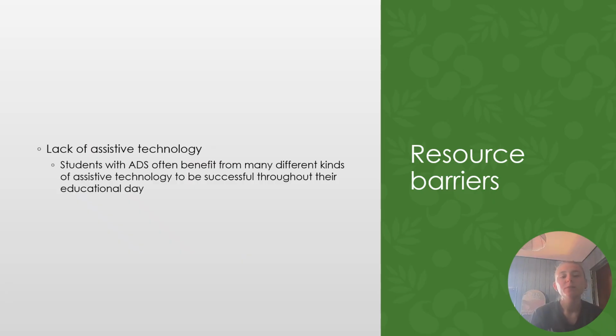Another barrier that students with autism can face are resource barriers. Students with autism need a lot of different kinds of assistive technology, and this could be happening for a variety of different reasons, like lack of knowledge from the gen ed teacher, lack of funding from the district, and lack of understanding from the parents to advocate for their children.